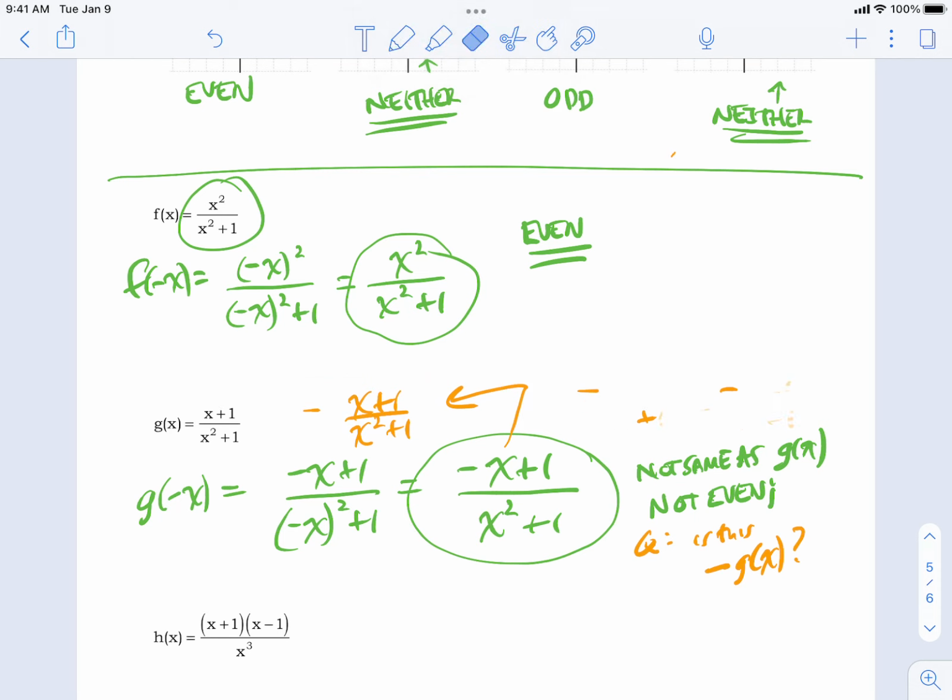Let's get rid of all that stuff. So it's not even, and it's not odd. It's neither. This one is neither.